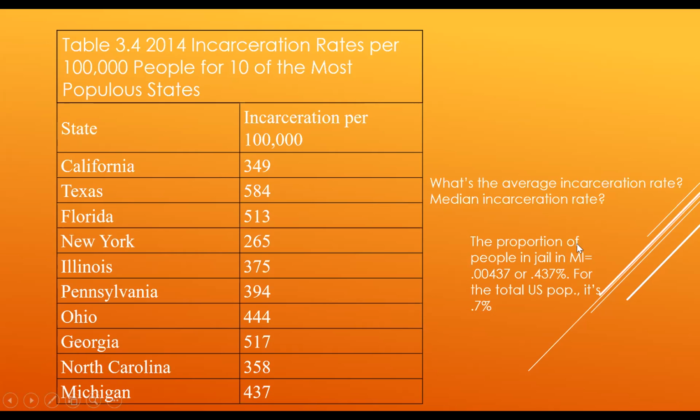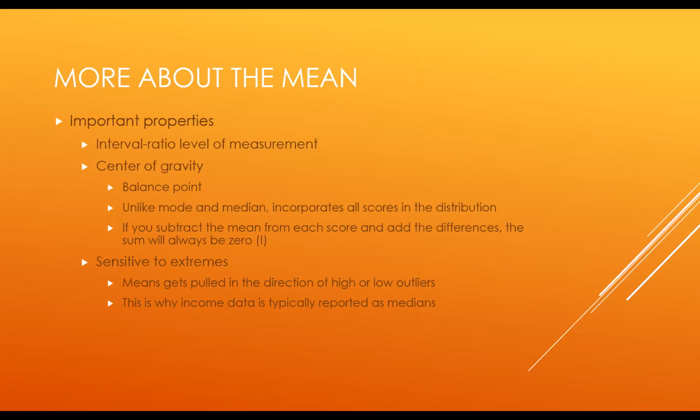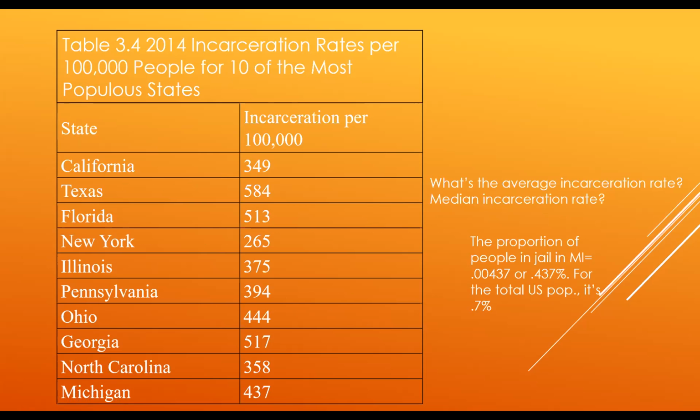So what is the proportion of people that are in jail in Michigan? If I were to look, Michigan is 437 per 100,000 people. So I need to divide that up, and we get 0.437%. For the total US population, if I looked at all of that, it'd be 0.7%. So let's do additional math on that one. Oh, maybe I don't have more on that one because that's kind of a funky one.